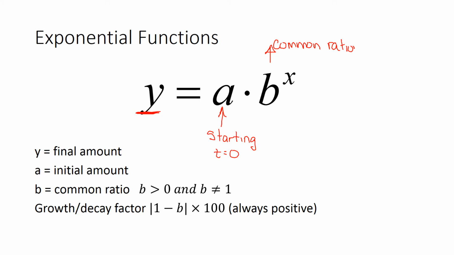From the common ratio, we're going to find what we call the growth or decay factor. To find the growth or decay factor, we take 1 and we subtract whatever b is. Now this value has to always be positive. So if I subtract that and get a negative number, I just take the positive of it. And then I multiply by 100 to turn it into a percentage.